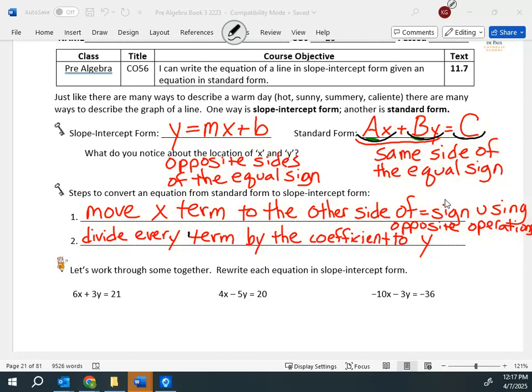The number with no variable next to it is the constant, because it doesn't change. We don't have a variable that we multiply by and change it. So those are some vocab words that we need to make sure we understand. So when we see something like "divide every term by the coefficient," we need to know what a term is. We need to know what a coefficient is.